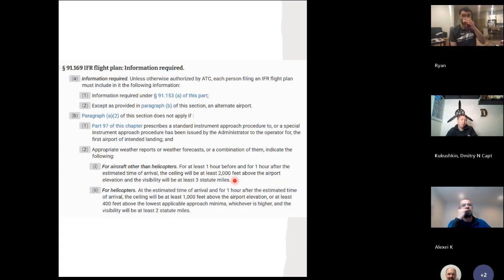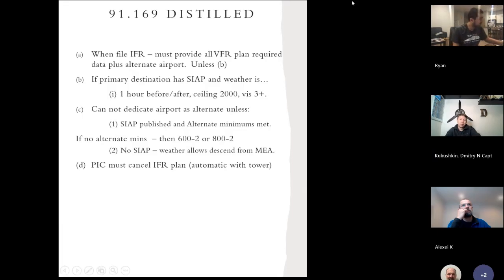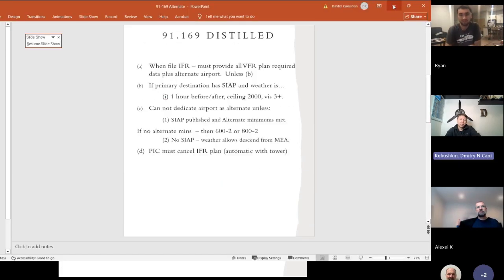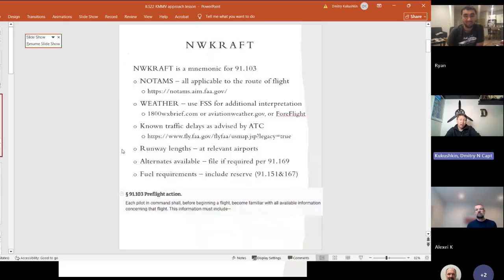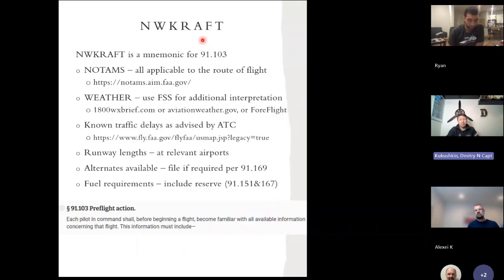So back to Northwest Craft. The 91.169 tells you when you have to have an alternate airport filed. Does it mean that if weather is nice, you don't file? Not necessarily. It still may be a good idea. But when you're asked on a check ride, when is an alternate required, then 91.169 is your answer. And last but not least, fuel requirements: 45 minutes plus alternate plus destination.